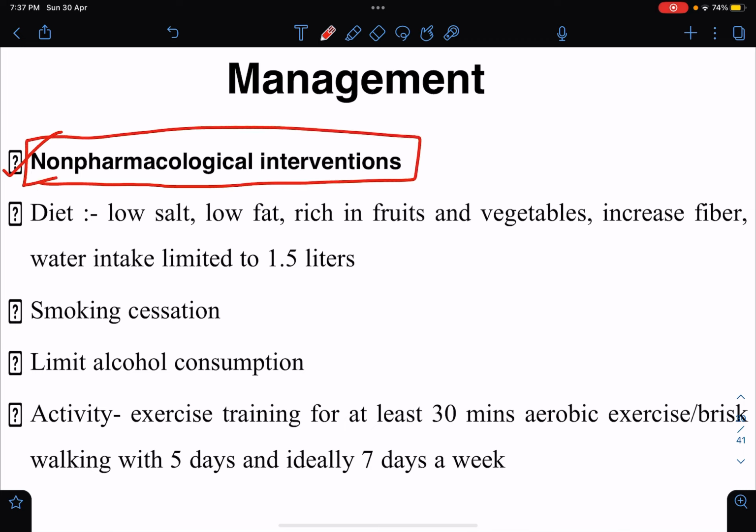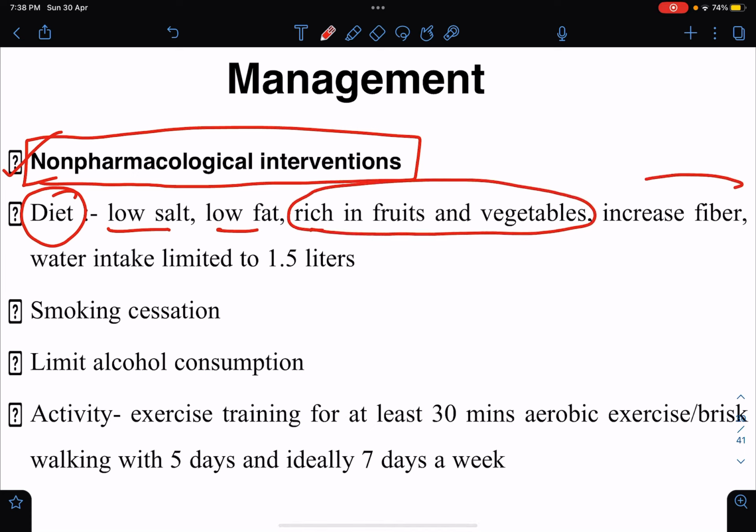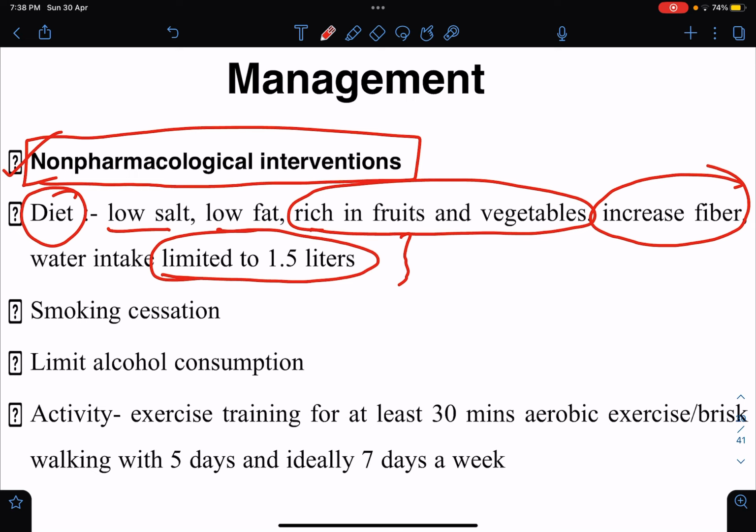What are the non-pharmacological interventions we should advise? We should advise for a good diet. How can we advise on diet for a heart failure patient? The diet should be low in salt, low in fat, rich in fruits and vegetables, increased fiber content, water intake limited to 1.5 liters. So these are the dietary modifications we can ask of a patient of heart failure.